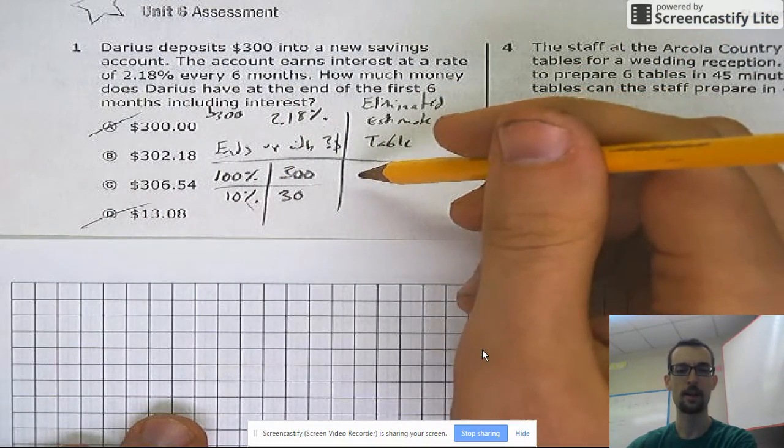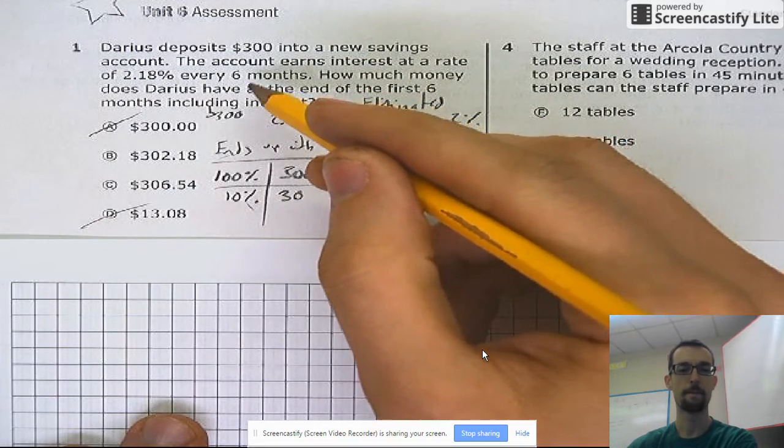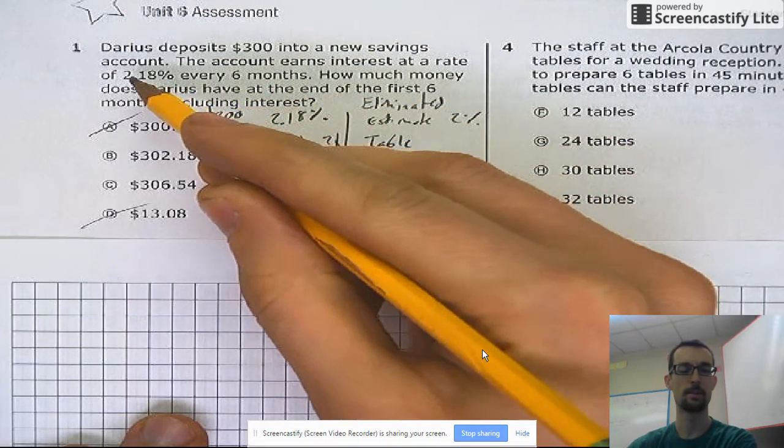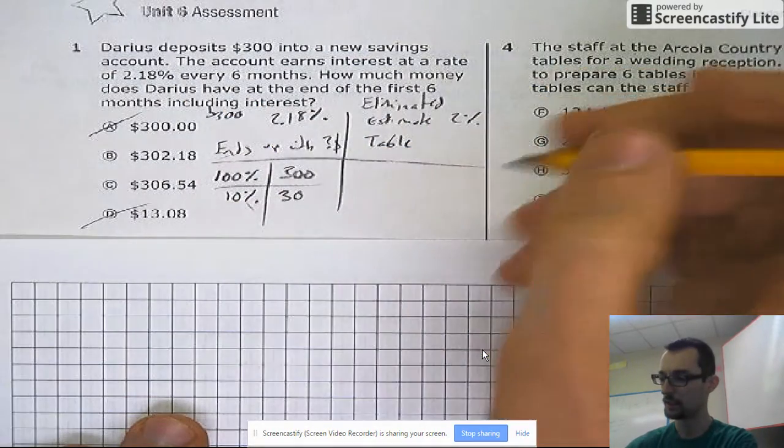And my magic number I'm trying to find here is this percent right here, 2%. So I got 10%. I need to go smaller than that.